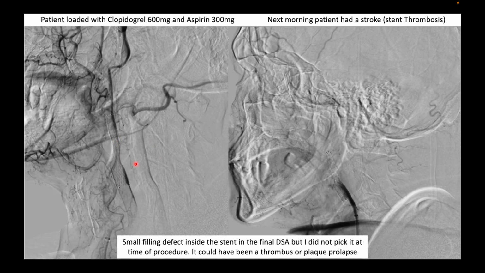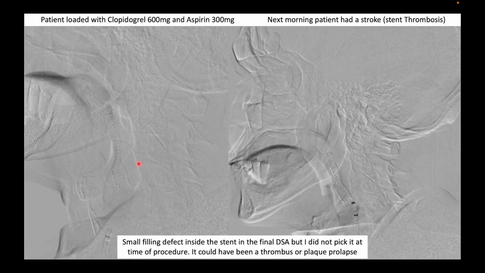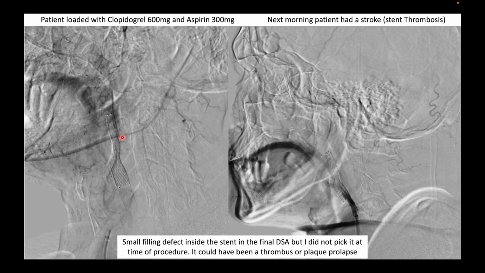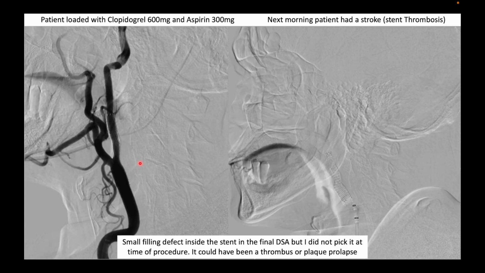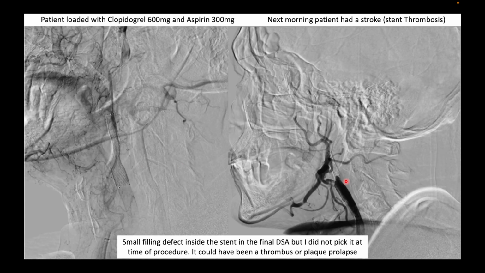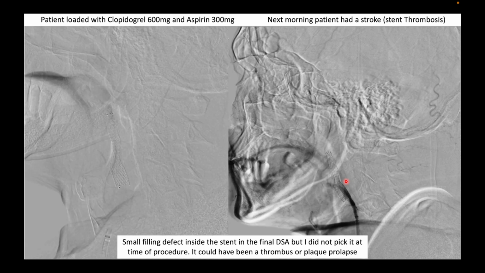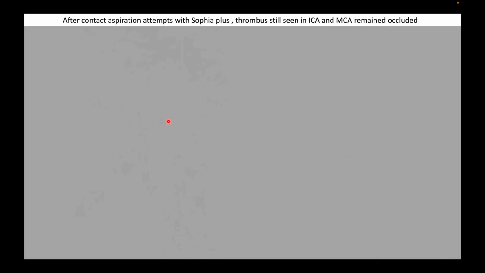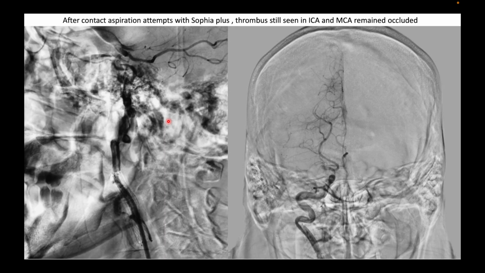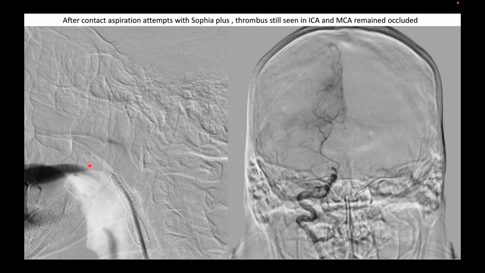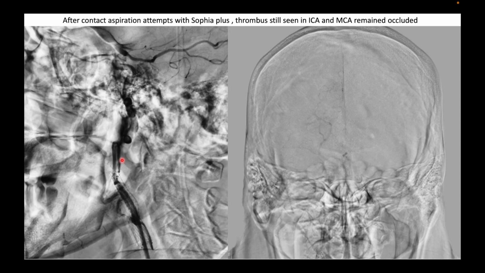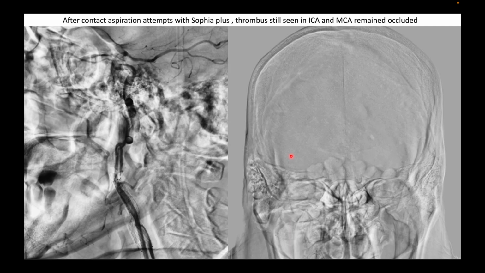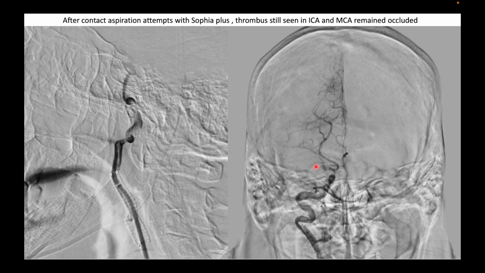We know that Protege stent is an open cell design and has large cell size, and therefore there is a tendency or a potential to have this plaque prolapse. In any case, stroke intervention was planned. Initially, contact aspiration was done, but despite multiple attempts with Sophia Plus, you can still see a lot of thrombus in the carotid. You can see here, and then you can also see the blocked right middle cerebral artery. So this was also occluded.